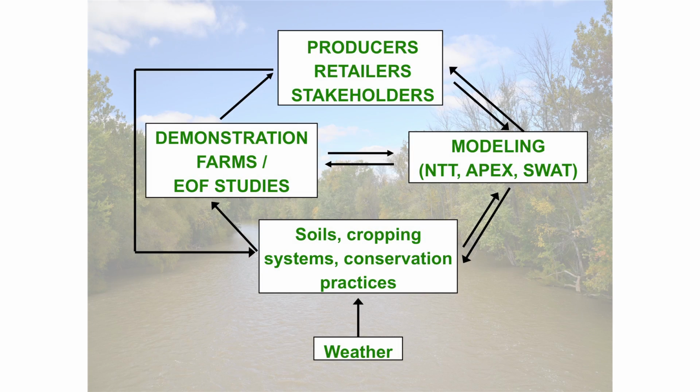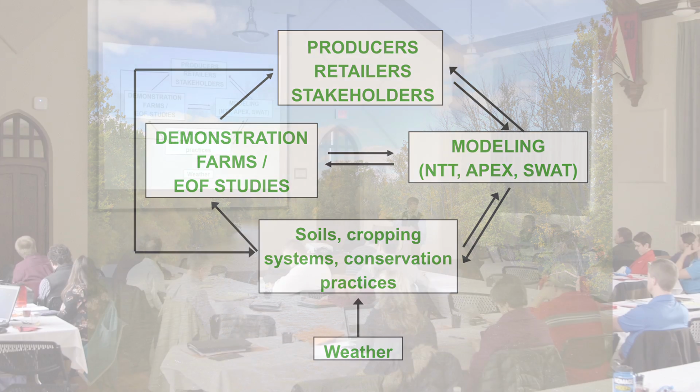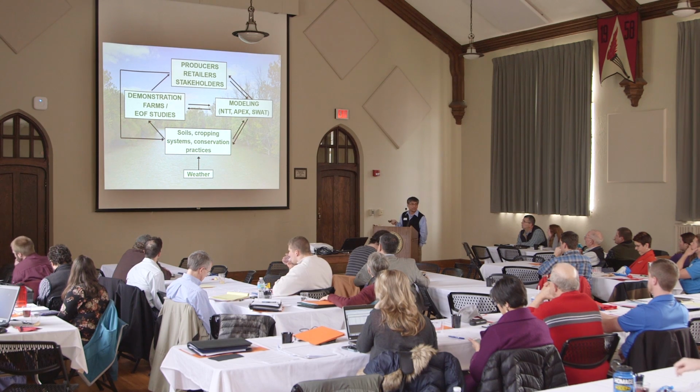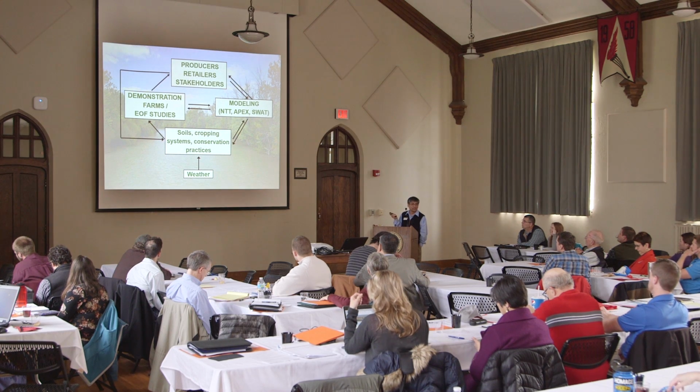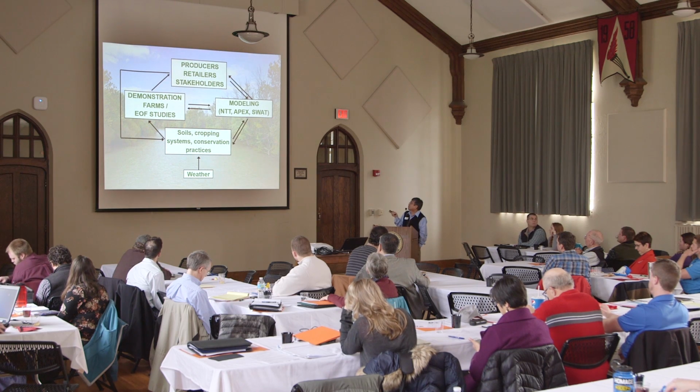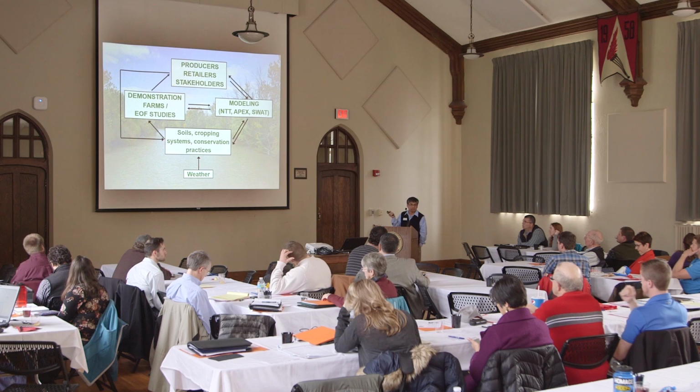So this is the underlying chart that drives us. We want to know what's going on with the soil, cropping systems, and conservation practices, and put that in a demonstration farm and gather data, and at the same time, put that into the model. Then we have the observed data and the model trying to connect to each other, trying to validate each other, and then we're going to talk with the producers, is this really happening on your farm? And then the producers are going to feed back to us to improve the model.